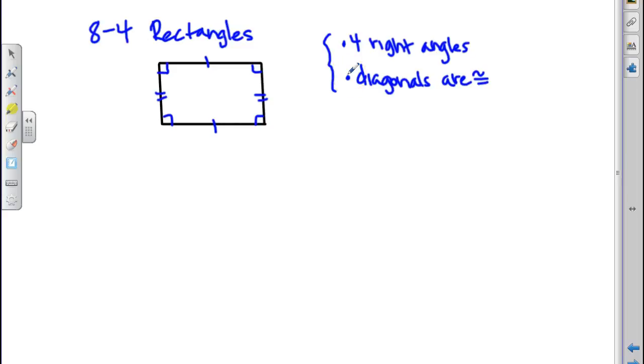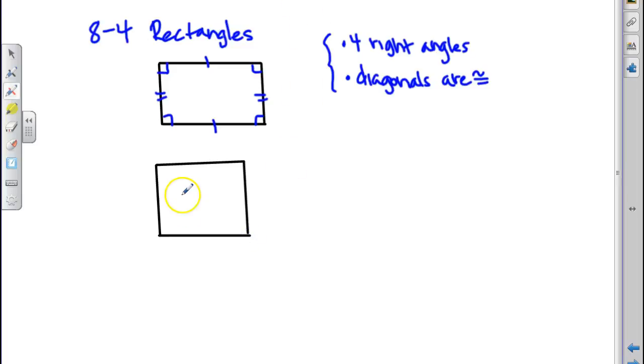So when you open that little window that says rectangles and it has a rectangle picture drawn on the outside, open that up. 4 right angles, and the diagonals are congruent to each other. All right, so let's continue to talk about rectangles. If I give you a picture and I ask you if it is a rectangle, you should be able to tell me yes or no.